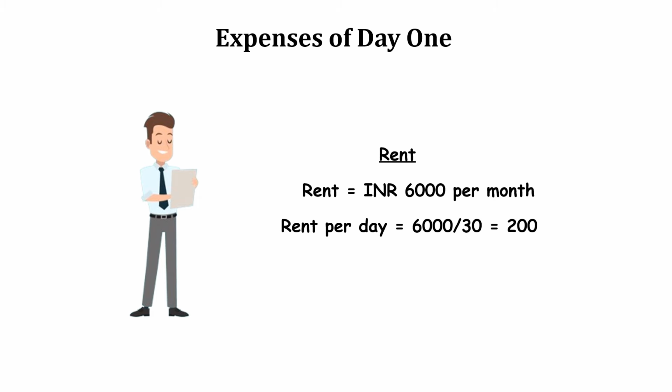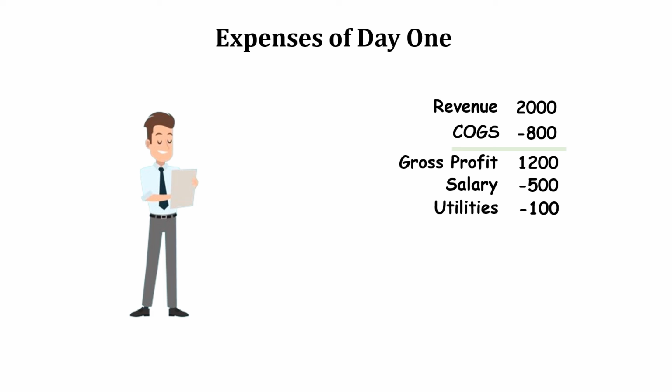So if you calculate rent per day, which is 6000 divided by 30, it comes around 200. We will also subtract this rent from our gross profit. After deducting salary, utilities and rent from gross profit, we arrive at a number called 400, and this is called as EBITDA. This is a very important financial metric.